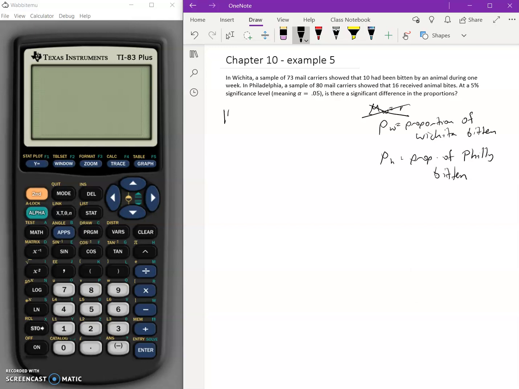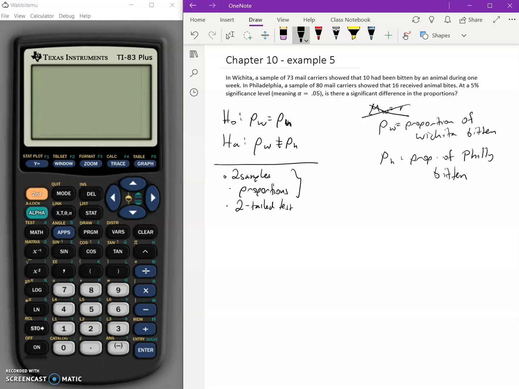So we will take a look at our hypotheses. Our null hypothesis says that there is no difference between these two proportions. So p sub w is going to be equal to p sub h. And then the alternative, we're saying, is there a significant difference? So is p sub w not equal to p sub h? So here what we see is that we have two samples, we have proportions, and this is a two-tailed test.